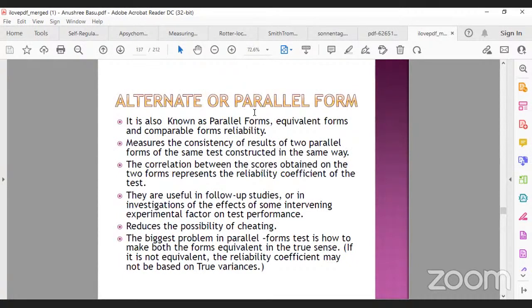Okay, the second type is alternate or parallel form. It is also known as parallel form, equivalent forms, and comparable forms reliability. It measures the consistency of results of two parallel forms of the same test constructed in the same way.